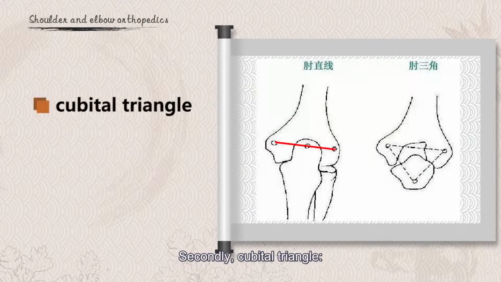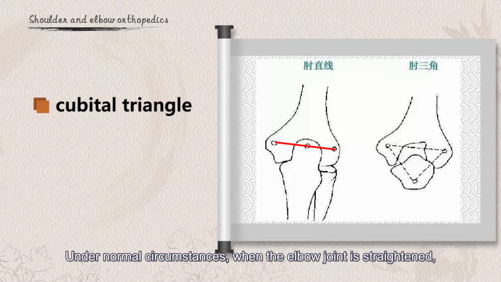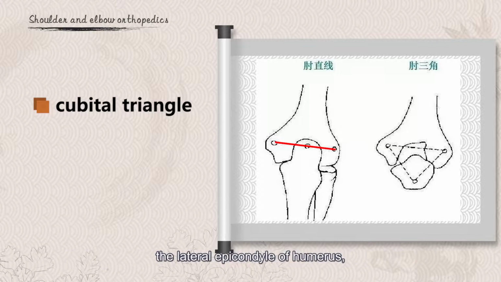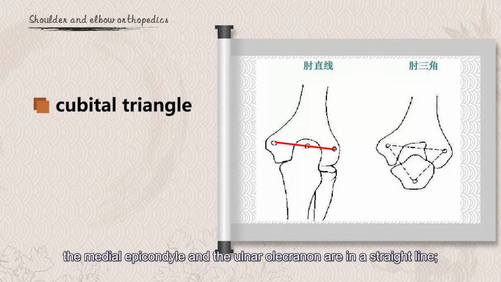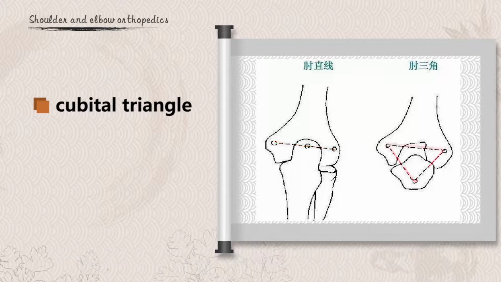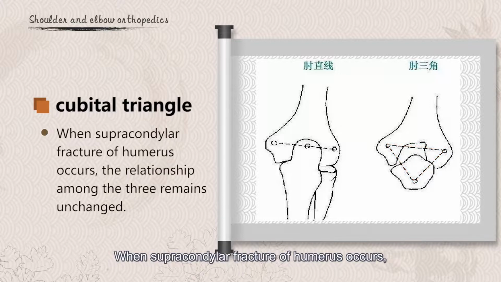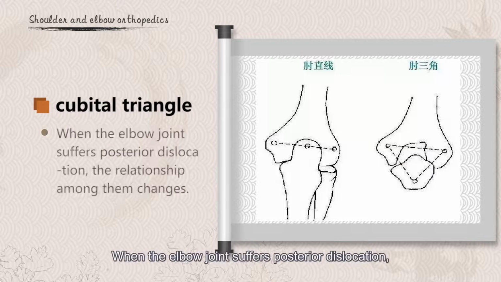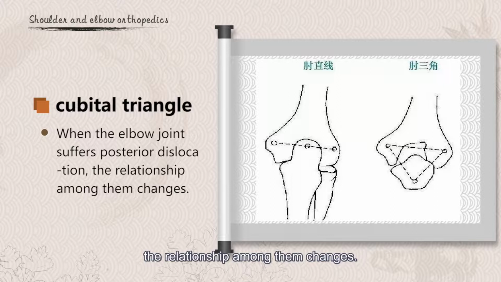Secondly, the cubital triangle. Under normal circumstances, when the elbow joint is extended, the lateral epicondyle of the humerus, the medial epicondyle, and the ulnar olecranon are in a straight line. When the elbow joint is flexed, the three form an isosceles triangle. When a supracondylar fracture of the humerus occurs, the relationship among the three remains unchanged. When the elbow joint suffers posterior dislocation, the relationship among them changes.